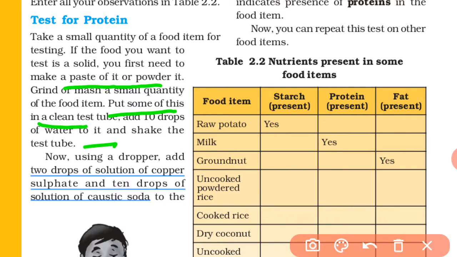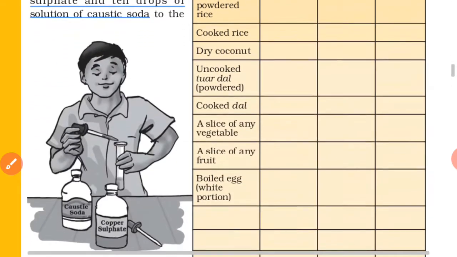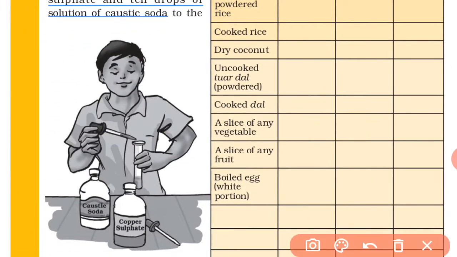So we take the powder or paste of that groundnut, or whatever food is available, in the test tube, add 10 drops of water to it and shake it well, so that a proper solution can be made. Then what we have to do? Now using a dropper. What is a dropper? Let us see. This is the dropper. It is used to collect a small quantity of solution, and then we can add that solution into this test tube. This is the test tube.